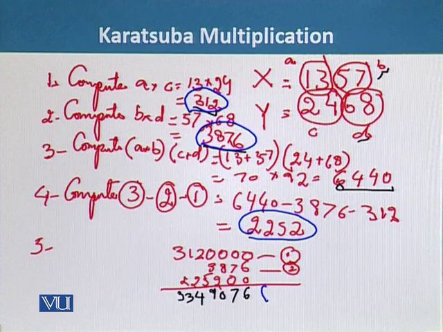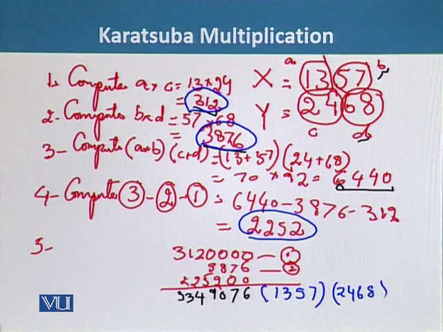That is the answer we got when we multiplied these two numbers with the conventional algorithm, and in this algorithm we got the same answer, 3349076. So this is the second type of algorithm we can use, and we can get the same answer by using a different set of calculations. This is not magic. I will explain in the next slide how we get this figure.